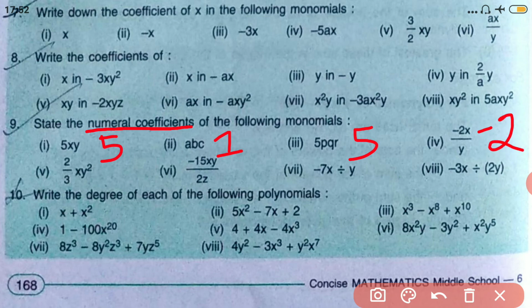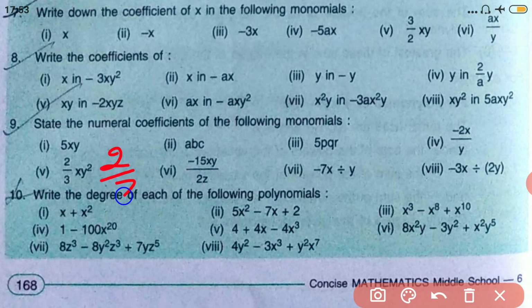I hope you understood how to do number 1, 2, 3 and 4. Let us go to the next number, which is question number 5. What is the numerical coefficient of 2 upon 3 xy square? It should be 2 upon 3 only. Number 6. What is the numerical coefficient of minus 15xy upon 2z? Obviously it should be minus 15 upon 2.